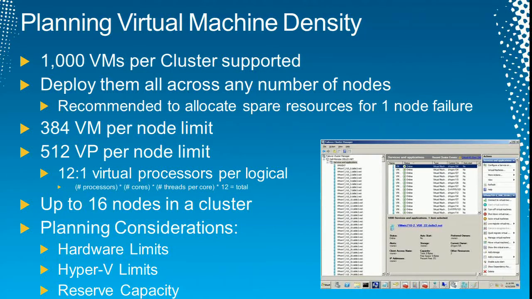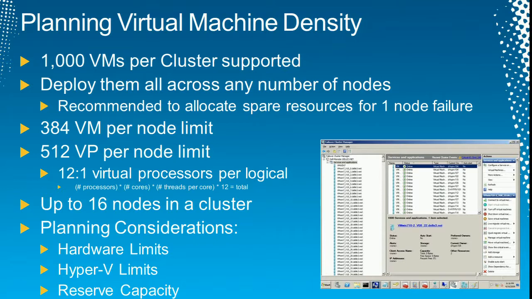Now, the next thing to consider here is the number of virtual processors per node. So you've packed all of these VMs in, but you also want to think about how my virtual processors are functioning. And we support up to 512 virtual processors per node. And so the ratio that we have here is a 12-to-1 ratio of virtual processors to physical processors. And when we talk about virtual processors, we also consider threads being a virtual processor.